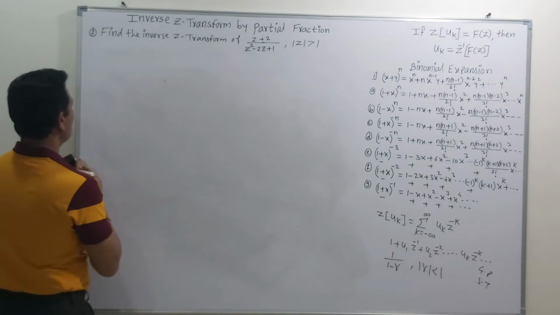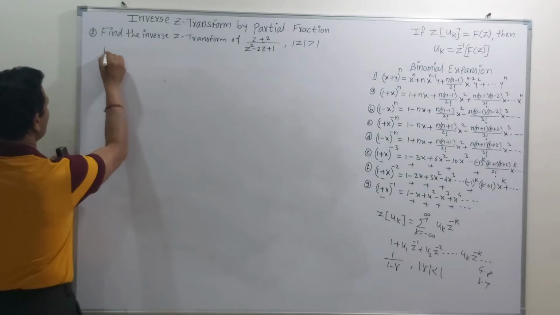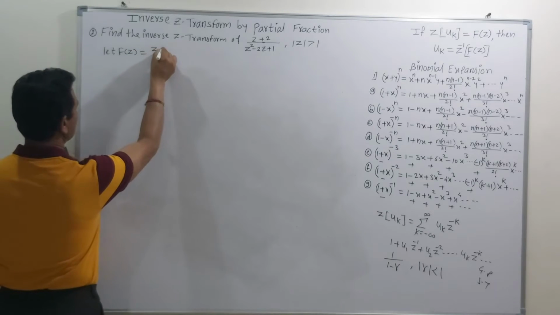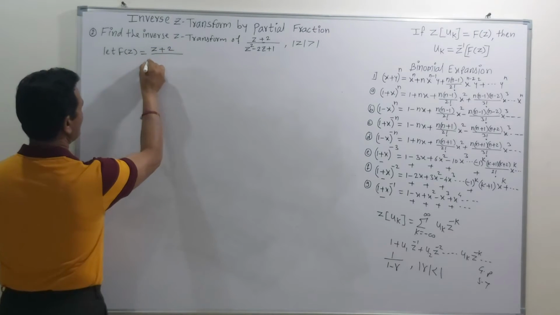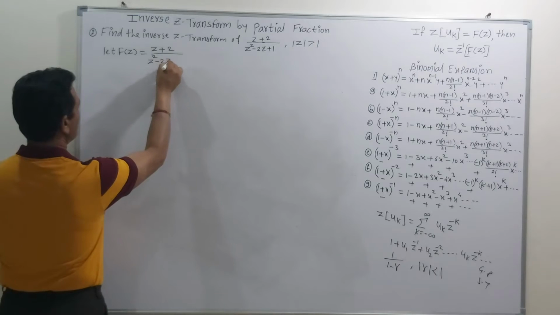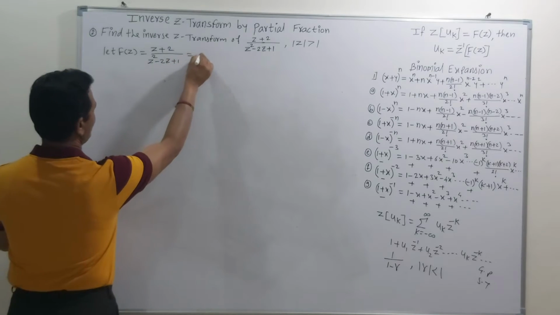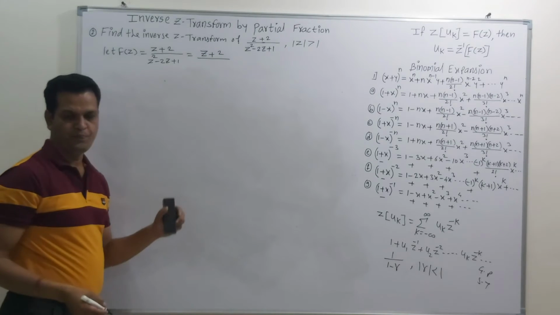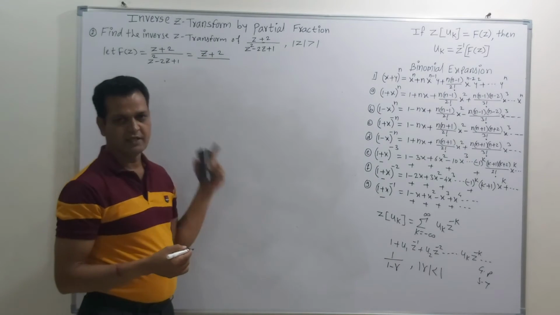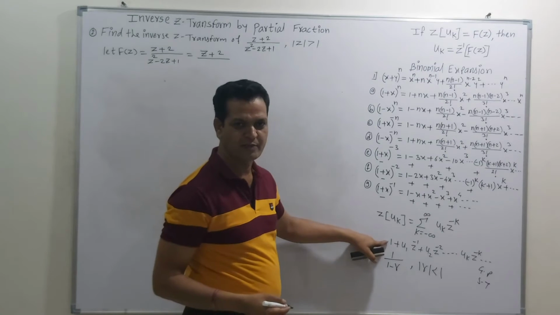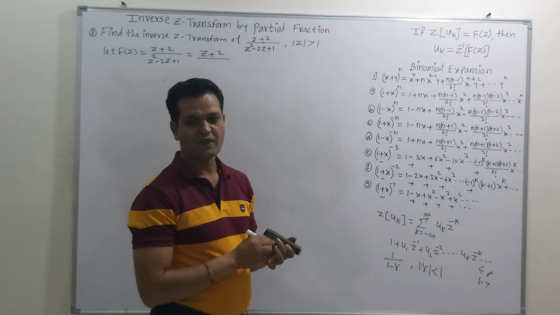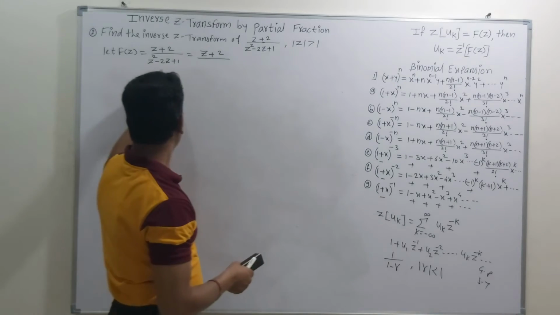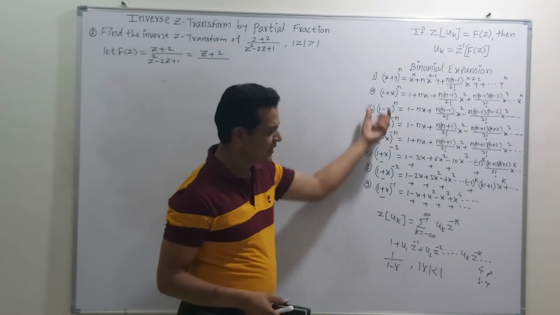So if we write the given function f of z is equal to z plus 2 upon z square minus 2z plus 1. For expanding this term, to get such type of expansion, we require the denominator in terms of such type of standard form. But here we are not getting this standard form.